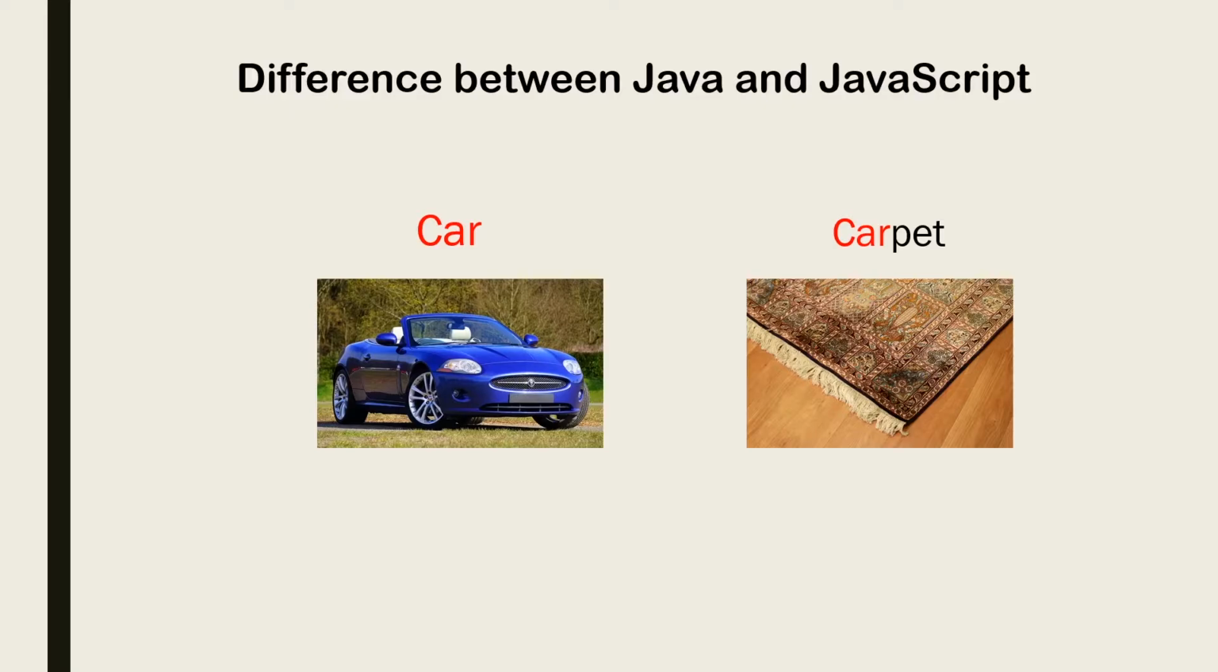Now, let's talk about a very common question, or may I say, a very common confusion: the difference between Java and JavaScript. It is very normal that you will obviously think that there is a connection between Java and JavaScript, but let me tell you, the similarity between Java and JavaScript is just like the similarity between car and carpet. As carpet has just the word car in it, JavaScript has just the word Java in it. Other than that, there are no similarities between them.